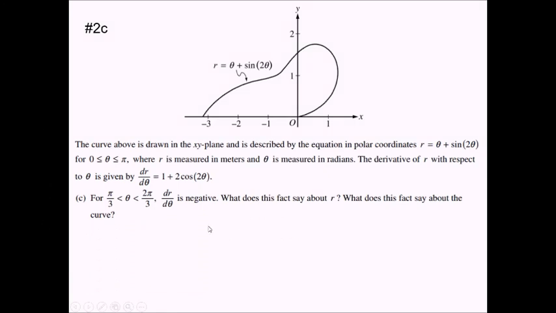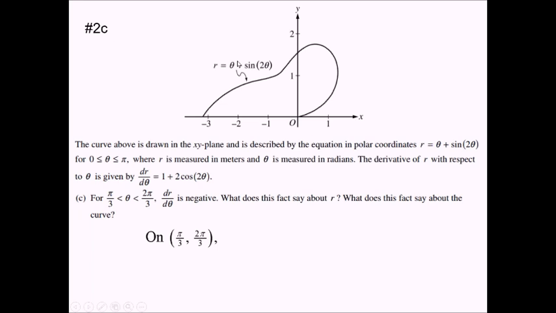For this part, we're told that between pi over 3 and 2 pi over 3, dr over d theta is negative. All right, we'll take their word for it. We want to know what this says about r and the curve in general. So on the interval from pi over 3 to 2 pi over 3, there's two things that are true. First off, just looking at the r function in general on this interval, r is theta plus sine of 2 times theta. So it's theta plus a sine of something.